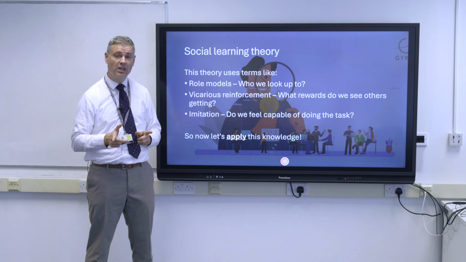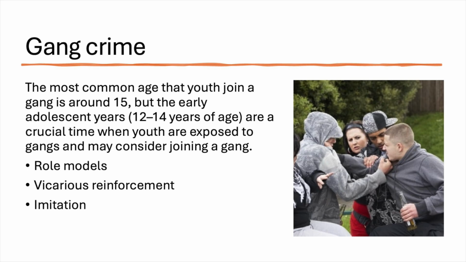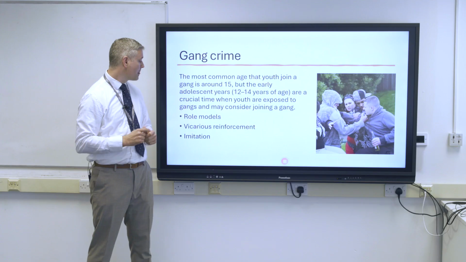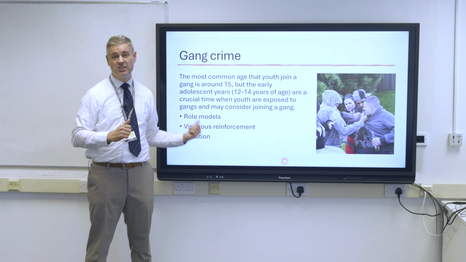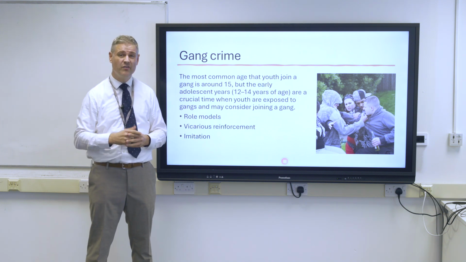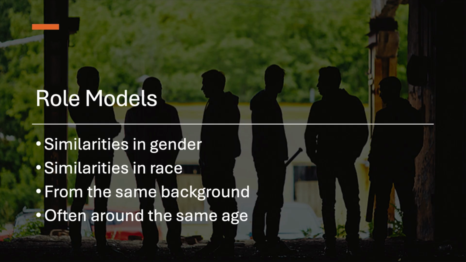Now let's have a look at a type of crime. So we decided to have a look at gang crime. Most people that fall into doing gang crime are normally around the age of 15, and they're normally getting involved in it or around people that are in it around ages 13 and 14. And so it's quite a useful one for us to use this theory with. And we're going to just have a look at these three terms we've just talked about and see how they apply. So let's have a look at role models.